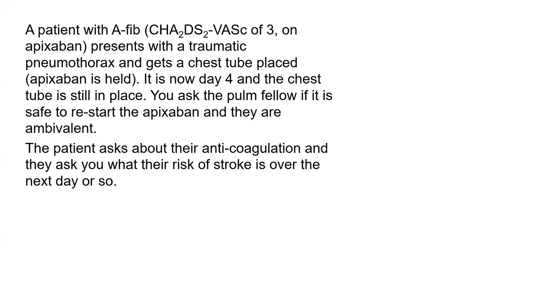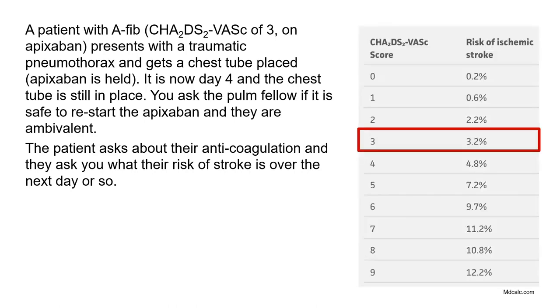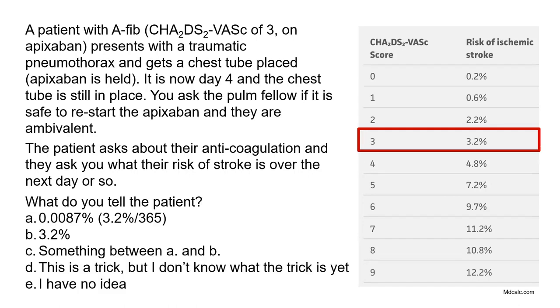The patient asks about their anticoagulation, and asks you what their risk of stroke is over the next day or so. As a reminder, here's the CHA2DS2-VASc score and the associated risk based on the score. With a score of 3, the risk of stroke is 3.2%. So what do you tell the patient? That it's 0.0087%, which is 3.2% divided by 365.